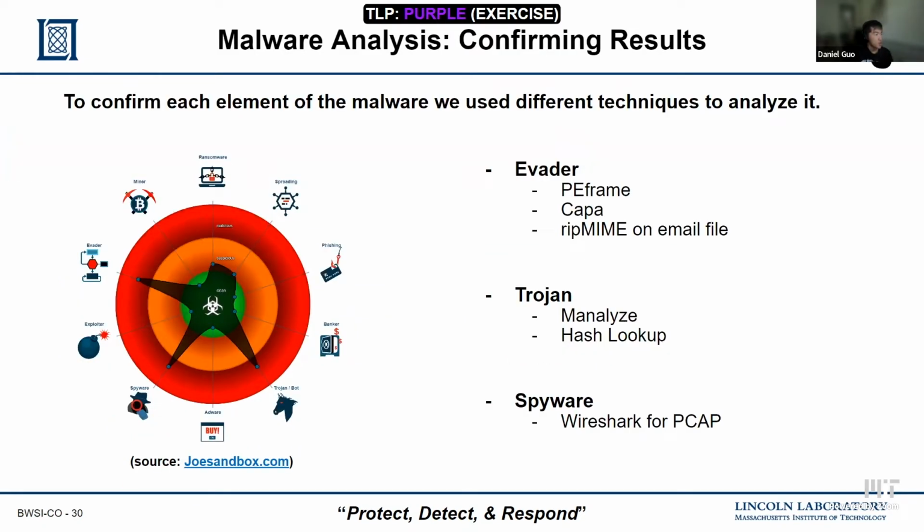So we wanted to dive deeper into each of these categories and detect exactly what is giving this malware these properties. So we used tools such as PEframe, Capa, and RipMine to test evasion, Manalyze and hash lookup for testing Trojan properties, and Wireshark for spyware. Next slide.